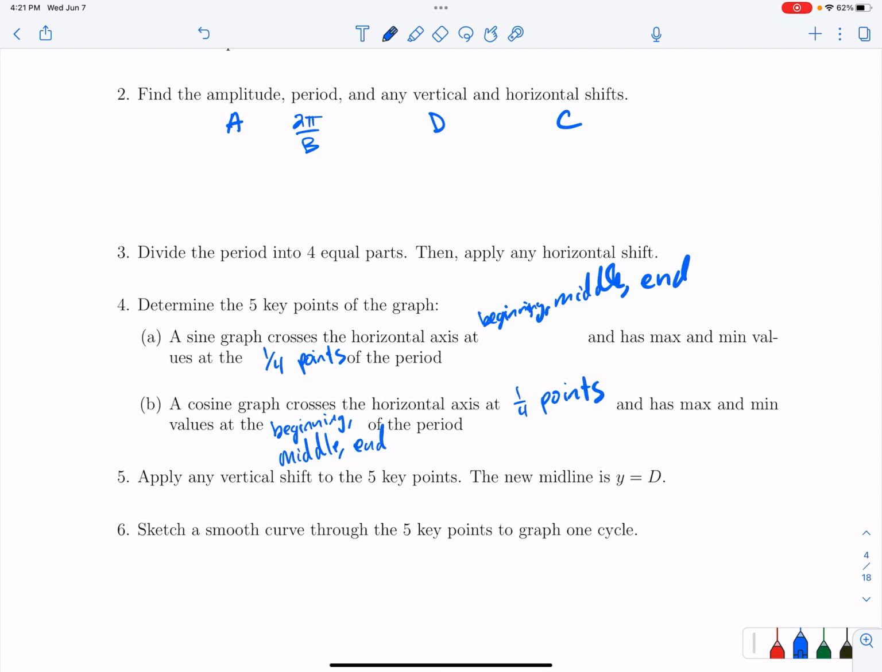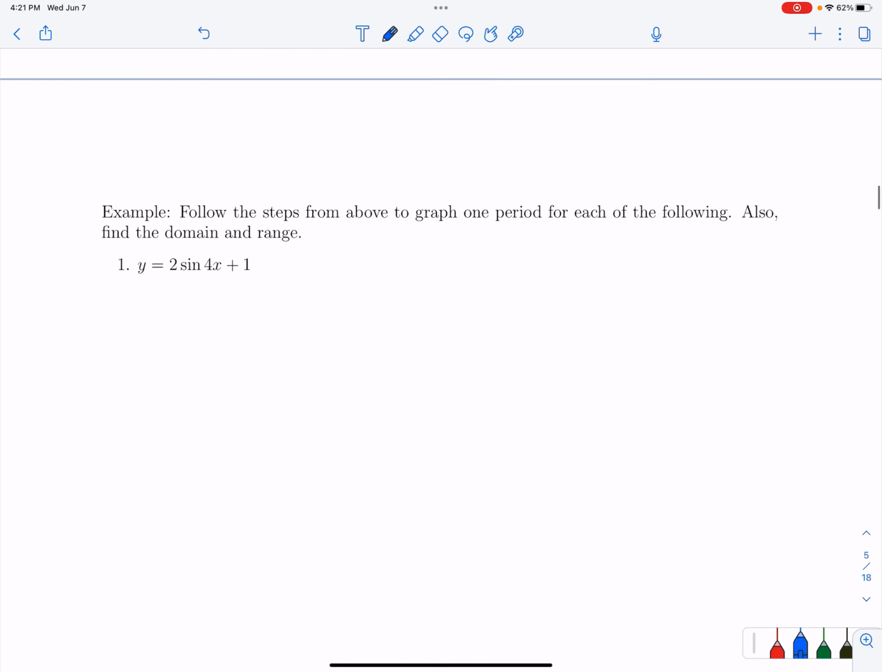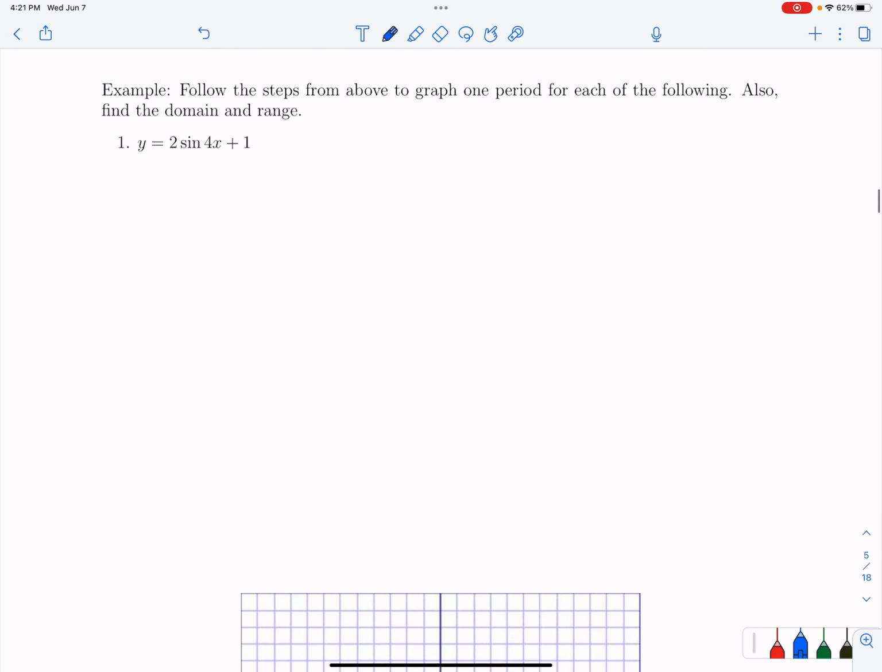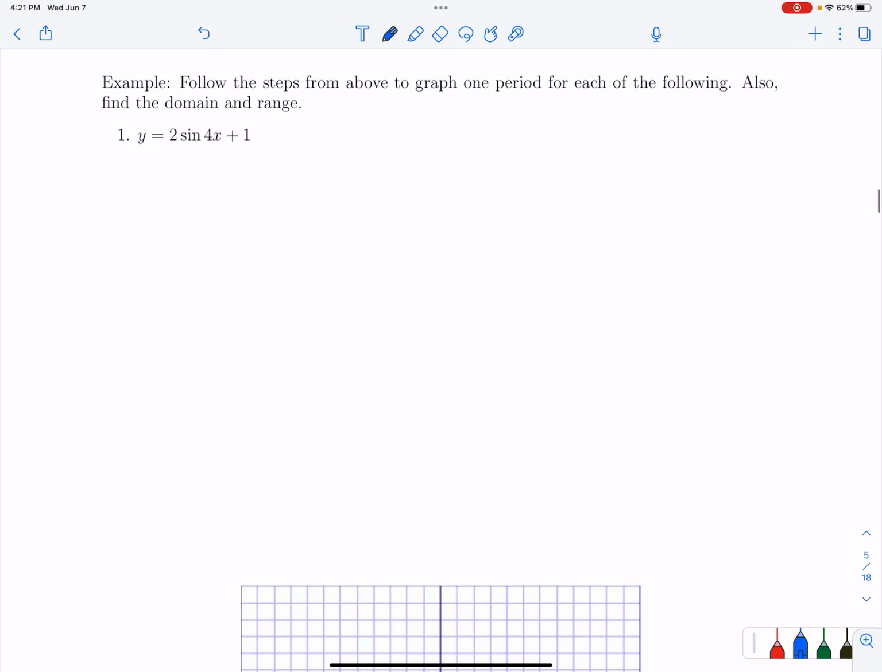Okay, so we apply any vertical shifts to the 5 key points. The new midline is y equals d, and we'll see that as an example. Then we sketch a smooth curve through the 5 points in one cycle, in one period of the graph. All right, so let's look at some examples of this. Follow the steps from above to graph one period for each of the following. Also find the domain and range.